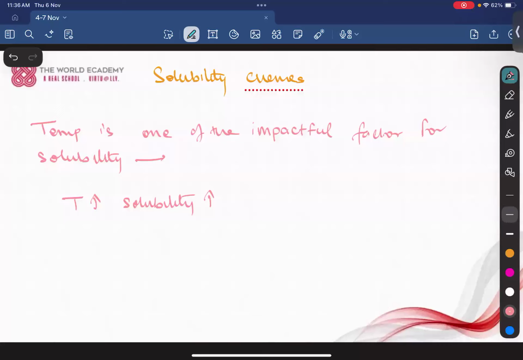But this is not the case for every salt. Every salt is different. See, every human is different. Our parents or sometimes teachers also thought that if you beat a student or scold a student, they will start learning more. But do you think this is the same case for every student?